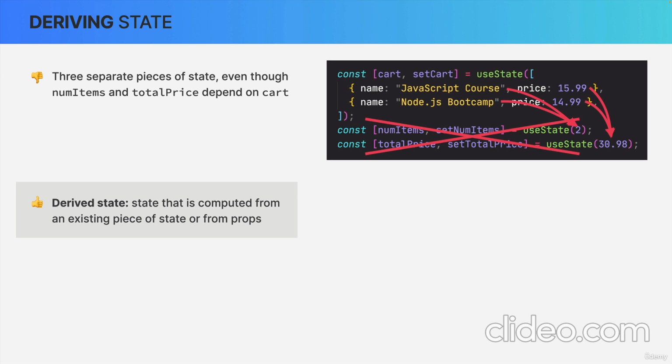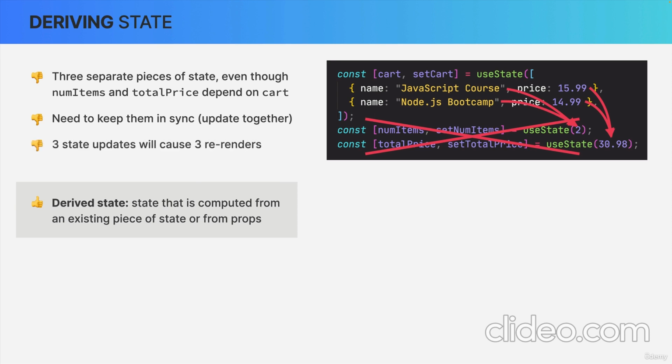First, because now we have to keep all these states in sync. So we need to be careful to always update them together. So in this situation, whenever we update the cart, we would also need to manually update the number of items and the total price. Otherwise, our states would get out of sync. But updating these 3 states separately creates a second problem, because that will then re-render the component 3 times, which is absolutely unnecessary in this example.